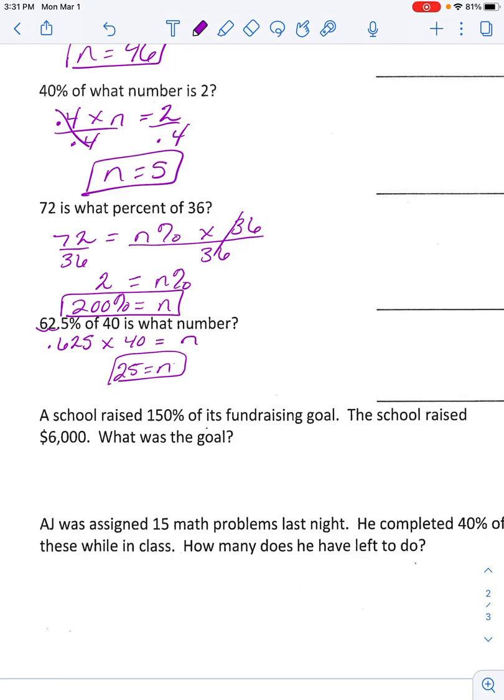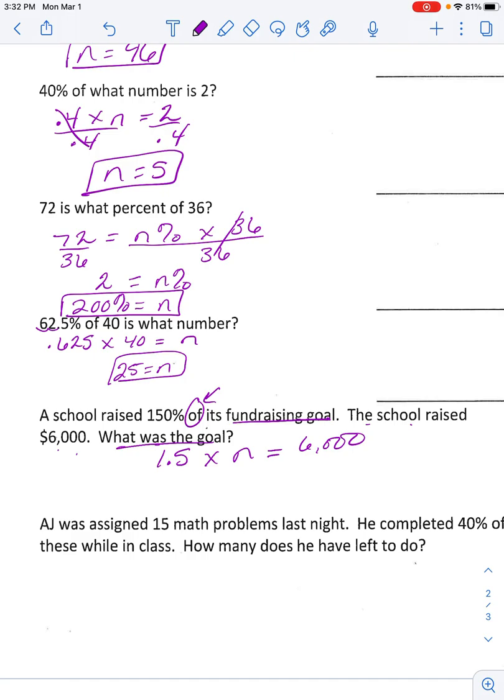A school raised 150% of its fundraising goal. 150% as a decimal would look like 1.5 times, because it says of its fundraising goal, the school raised $6,000. What was the goal? So 150% of its fundraising goal, we don't know the goal, so that's where we'll throw our variable. We do know they raised $6,000. So 150% of some number is 6,000, okay?